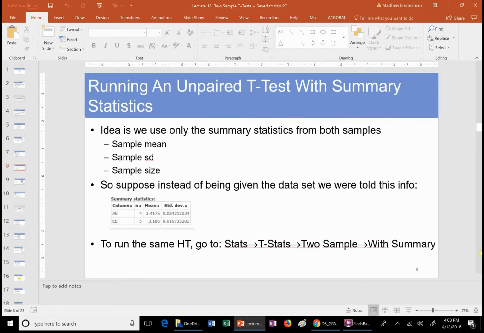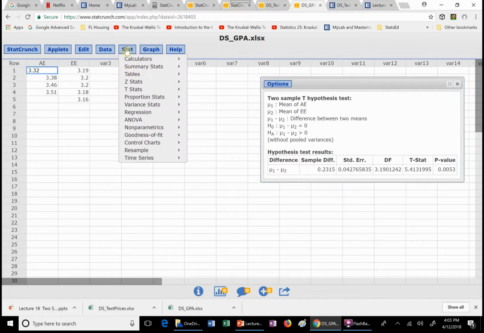So notice that we can also run StatCrunch. If you go back to StatCrunch, you'll notice that when you went to run this test, it gave you two options, with data or with summary. With summary is talking about the summary statistics. Those are the numbers that boil down the whole data set. So the summary statistics would be the sample mean and the sample standard deviation. So we can go ahead and click on that.